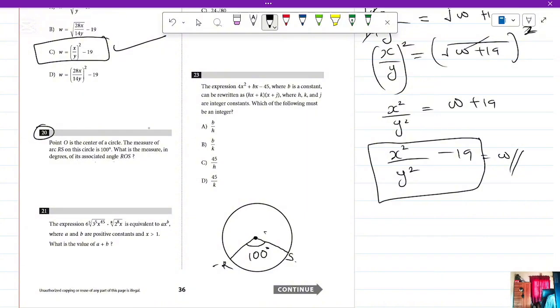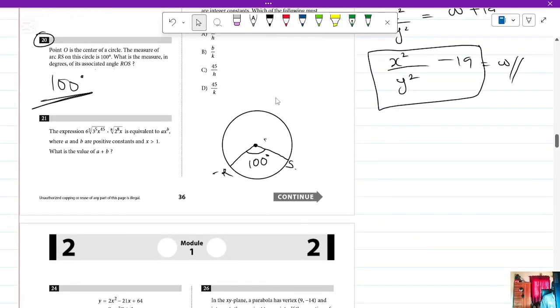So ROS will still be what? 100 degrees. This question is just tricky. There is nothing there to do. They just ask you the same thing back. So this is the center O, right? What is now the value of this angle O? That will be ROS, which is the measure of the arc, 100 degrees. It's as simple as that. Now number 21.